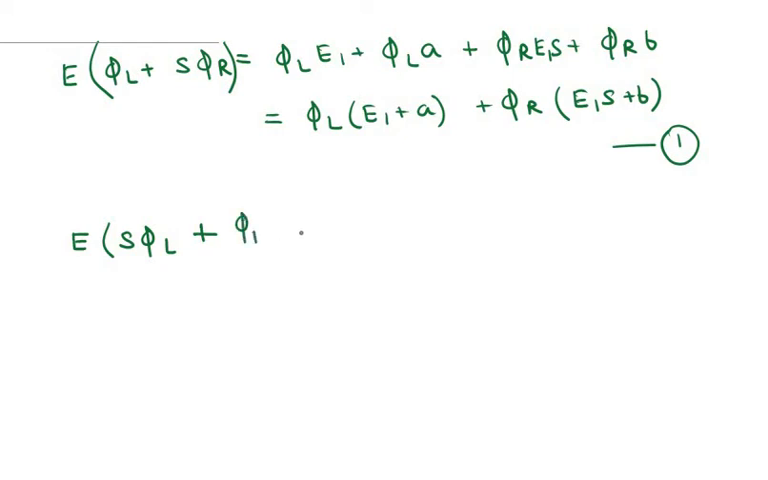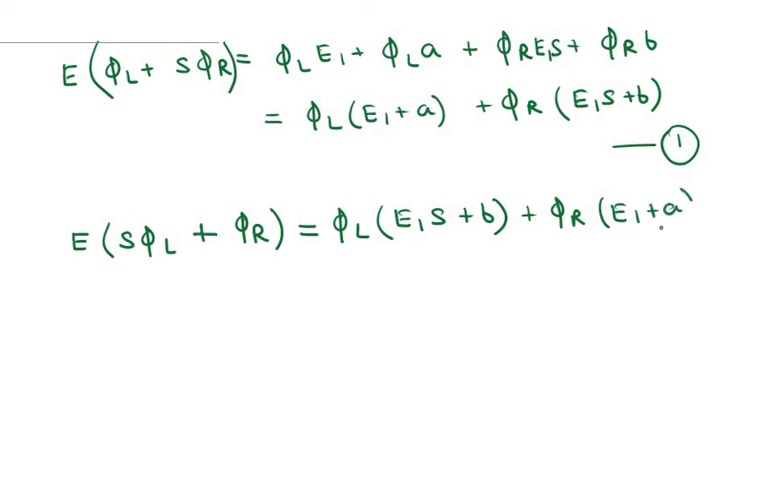Plus psi R, this is basically equal to phi L E1 S plus B. So we replace this R by L and we replace this L by R, plus phi R E1 plus A. So now we have two variables to solve, which are phi L and phi R, and we have two equations. If we have two equations and two variables, we can readily solve these two equations if the equations are not a dependent set of equations.